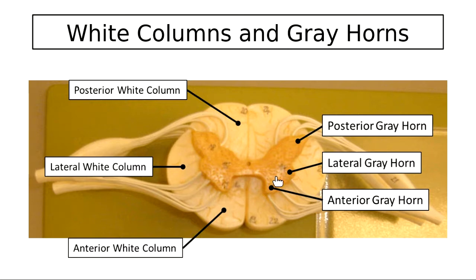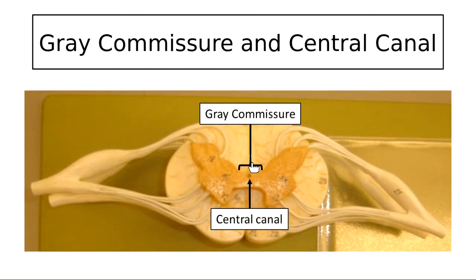And you'll see that they're connected in the middle. The two sides are connected in the middle. That's our next slide. That's called the gray commissure, a bridge of axons crossing from one side of the spinal cord to the other. It's called the gray commissure. It's that little bridge across.